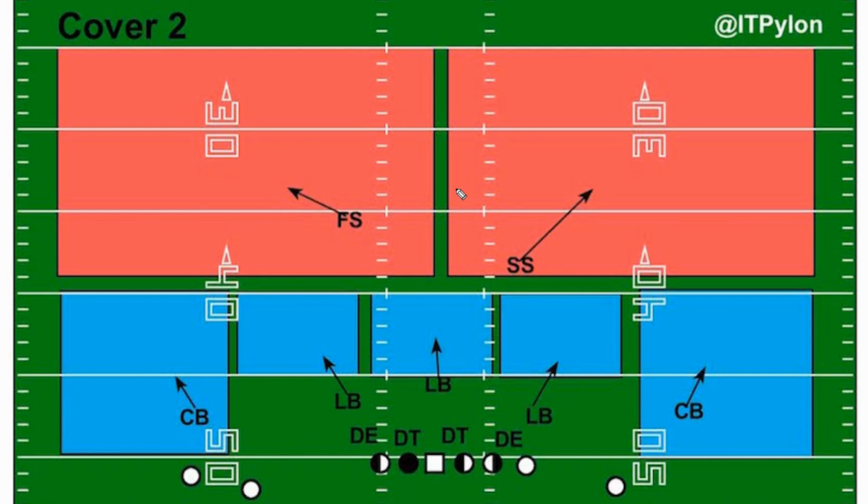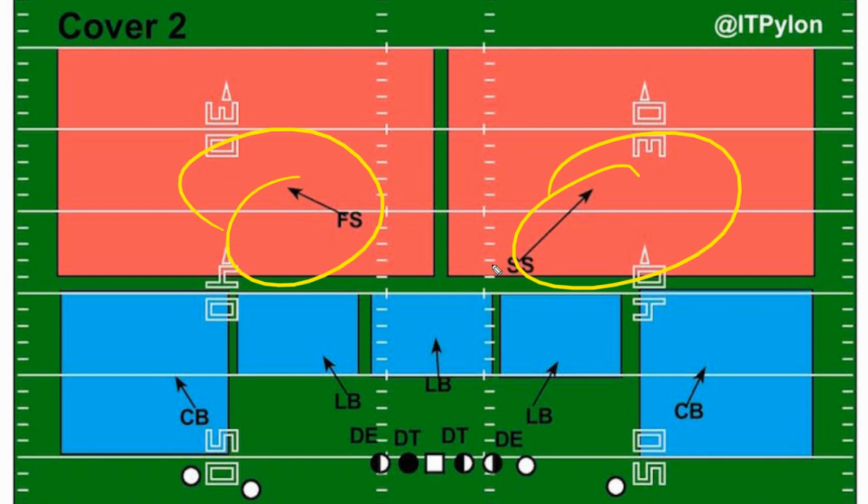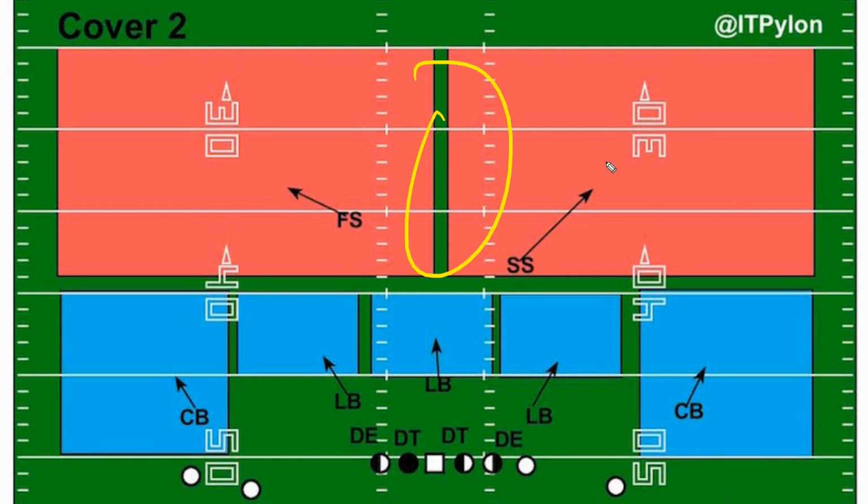So again, cover 2, 2 safeties deep. The holes are going to be the middle of the field and the sideline. Really hard to throw anything underneath. You've got to be able to come out and throw checkdowns if you don't like exactly what you see. But again, you're always going to be attacking the middle of the field, taking advantage of those 2 safeties deep in straight cover 2, which you don't see very often.